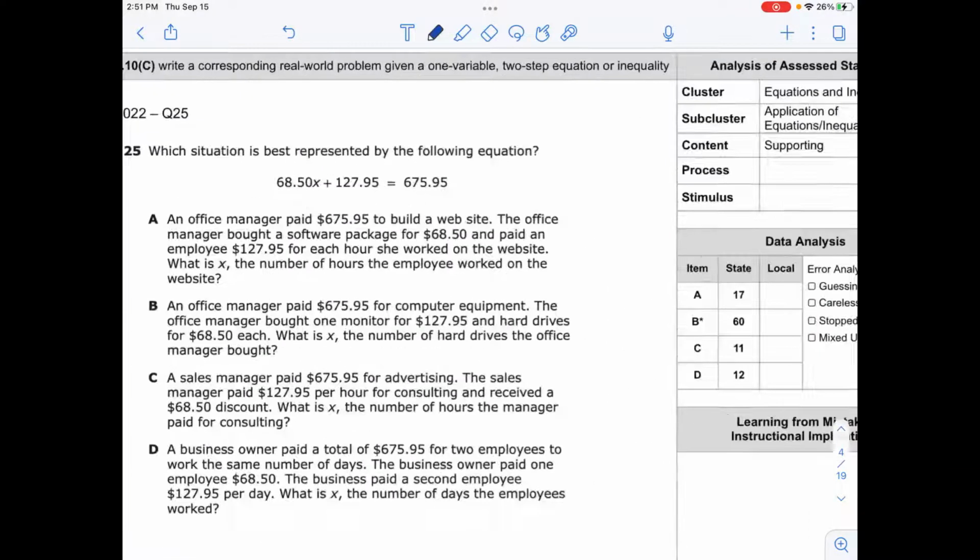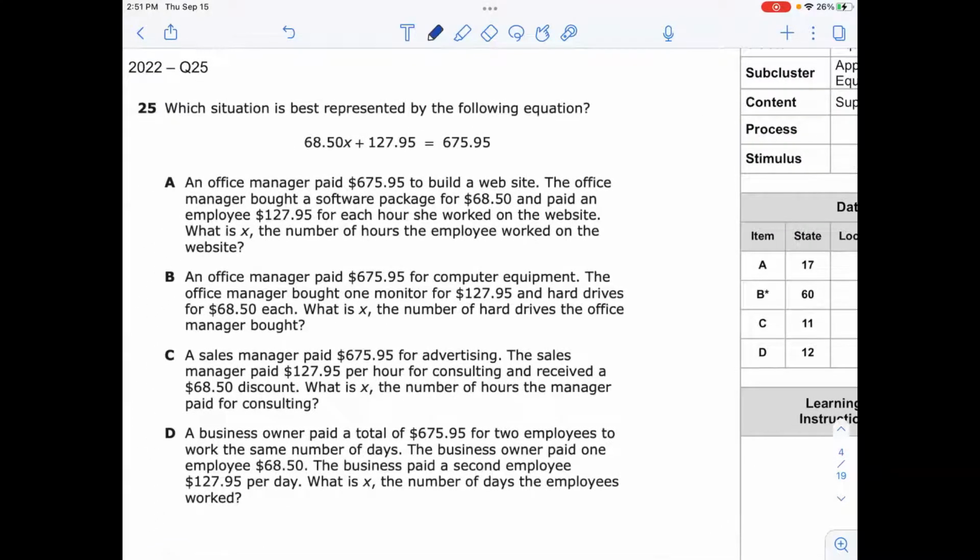So let's look at A. I'm going to look at each answer choice. An office manager paid $675 to build a website. And when we're looking at this, what you want to emphasize to your students is that this right here is the total, of course. Whatever it is we're buying, selling, building, earning, that's our total. This is our variable term, which means $68.50 each, for every, per. That's going to be a big identifier for the variable term in word problems. And this is our constant term, and notice it's being added.